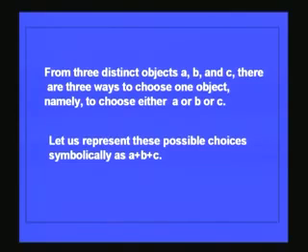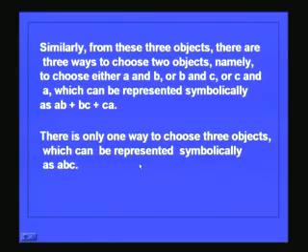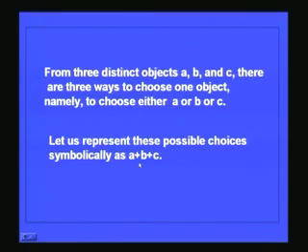Now from three distinct objects A, B and C, there are three ways to choose one object, namely to choose either A or B or C. Let us represent these possible choices symbolically as A plus B plus C. So if you have three objects A, B, C and you want to select one of them, you can choose A or you can choose B or you can choose C. That you can represent as A plus B plus C.